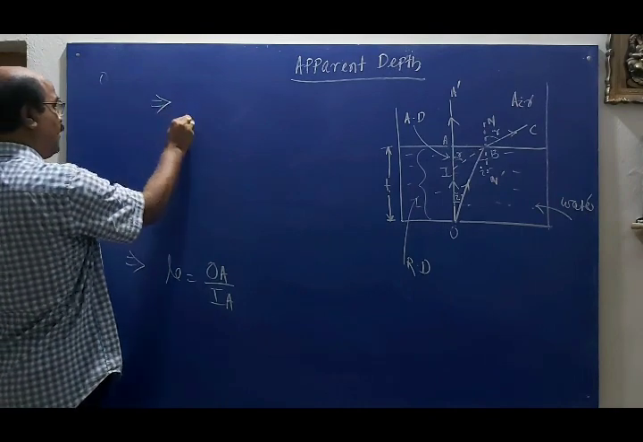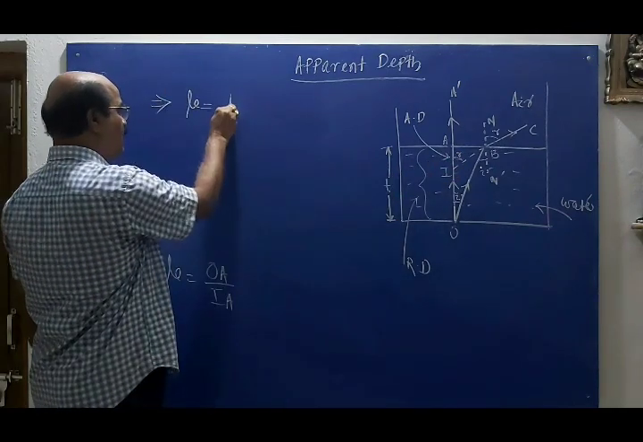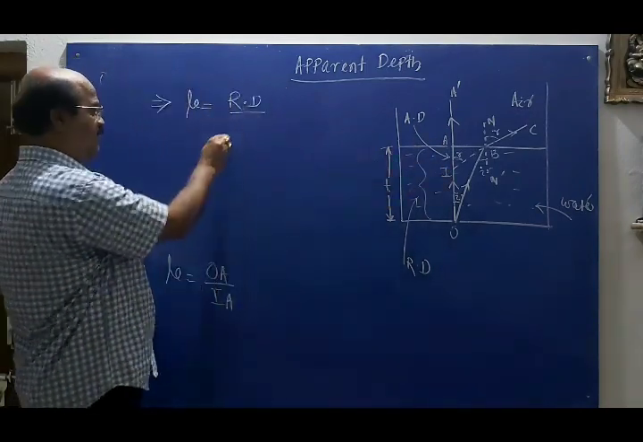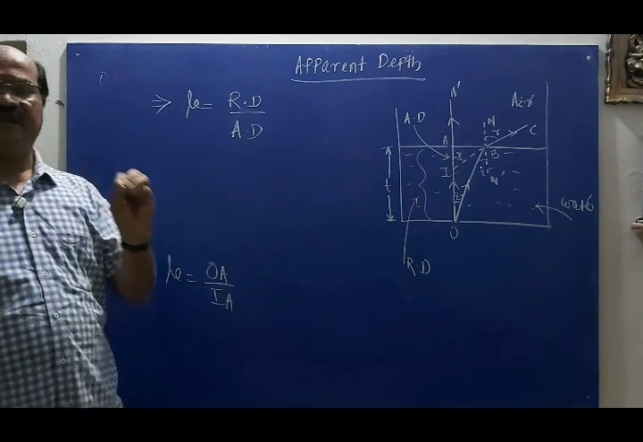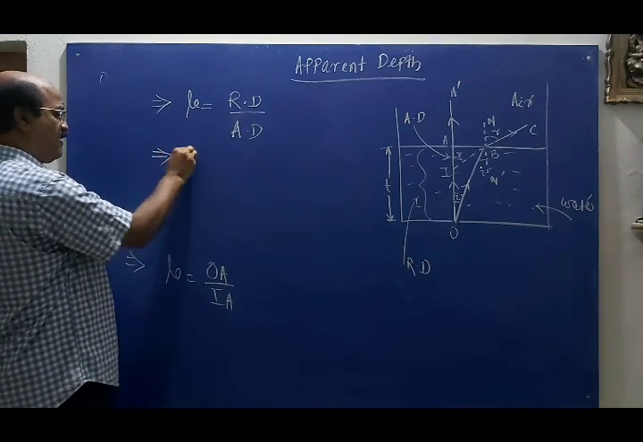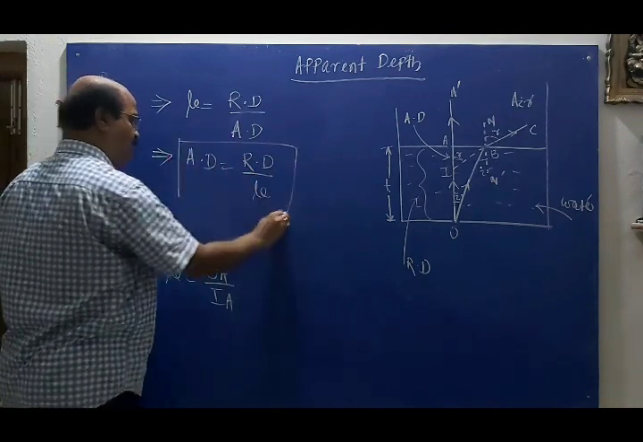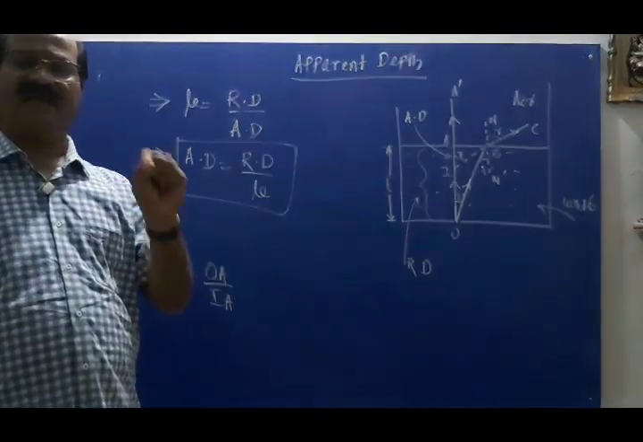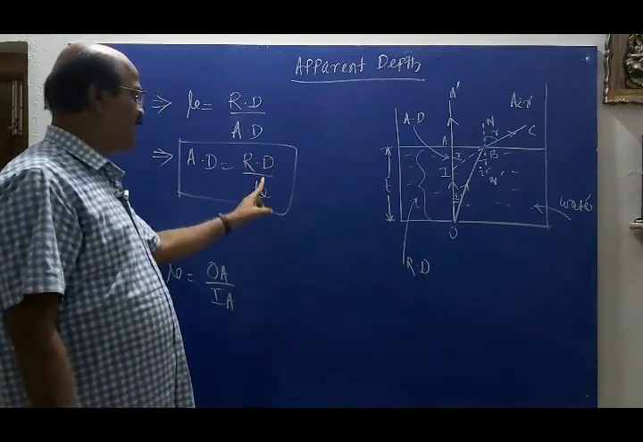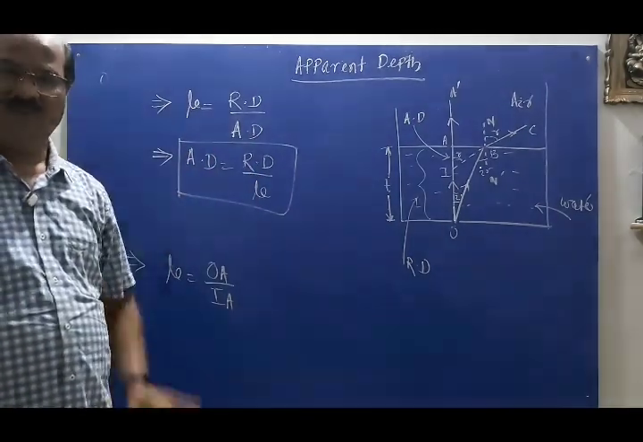That implies mu equal to OA, which we call real depth, written as r.d., divided by IA, which we call apparent depth. So the refractive index of a medium is equal to real depth by apparent depth. So apparent depth is equal to real depth by mu. That is the formula, so if we know the refractive index of a medium, we can find it. Apparent depth is real depth divided by refractive index. Okay, next question.